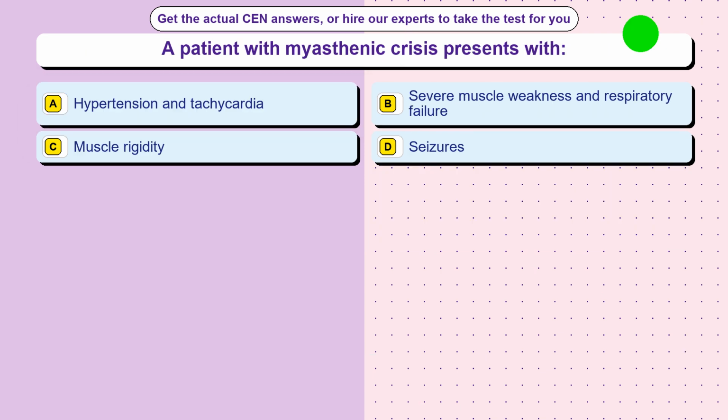Question 73. A patient with myasthenic crisis presents with: Option A, hypertension and tachycardia. Option B, severe muscle weakness and respiratory failure. Option C, muscle rigidity. Option D, seizures.